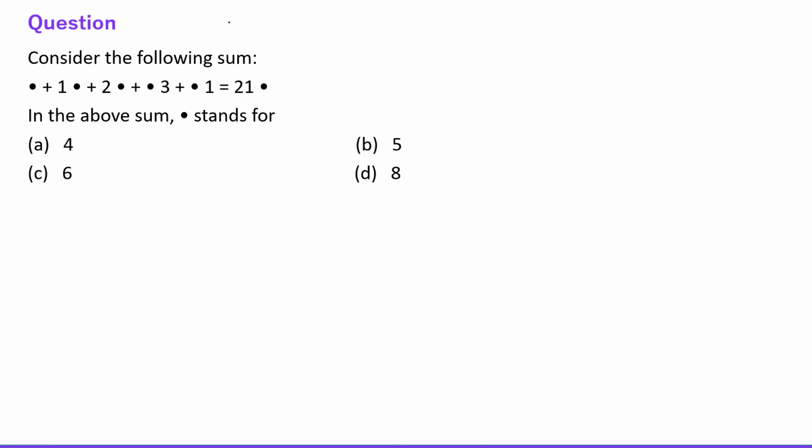The first question says consider the following sum: a dot plus 1 dot plus 2 dot plus dot 3 plus 1 dot is equal to 2 1 dot. Now we need to find the value of dot, and the options are 4, 5, 6, 8. So friends, obviously here in this question we have to go through the options. We need to check all the options by putting them. So let's start with option A.